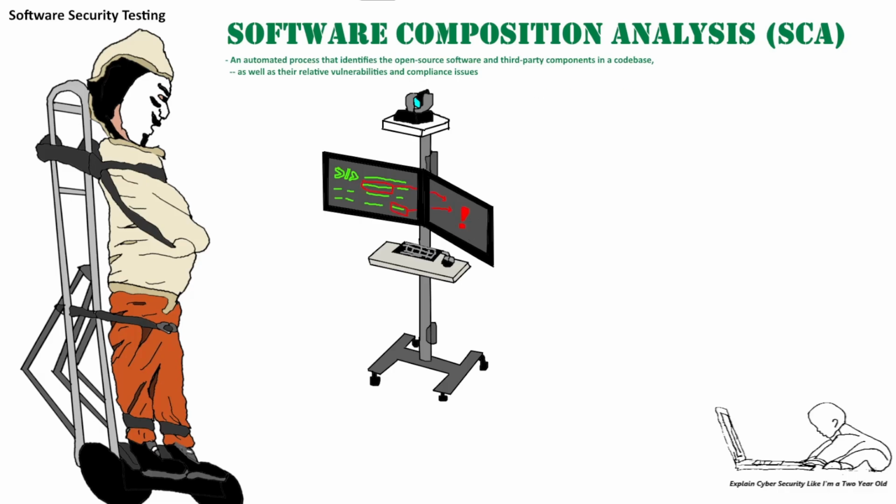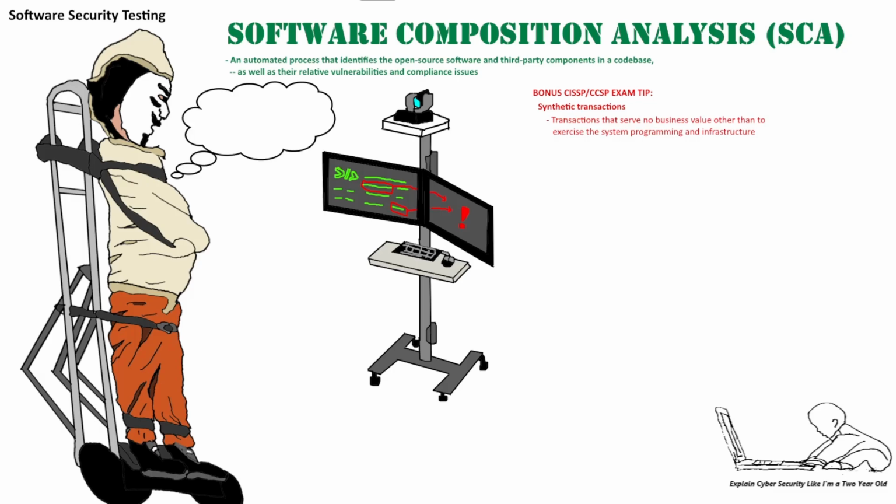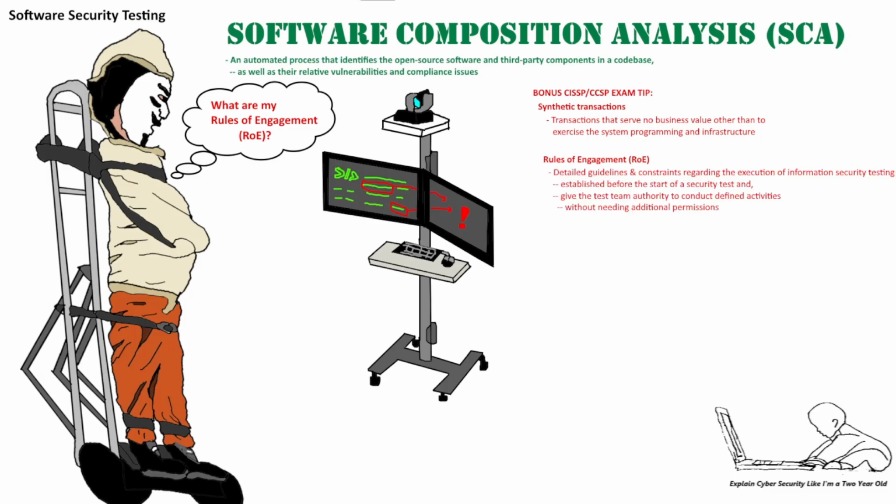And here is another bonus CISSP and CCSP exam tip. You may hear the term synthetic transactions. You can think of these as test transactions that serve no business value other than to exercise the system programming and infrastructure, e.g. testing. Another important concept is known as the Rules of Engagement, ROE. It is important to establish the rules of engagement before the start of any security test, which essentially defines the rules, the guidelines and constraints, and even the approvals around all the elements of the testing that is to be conducted.